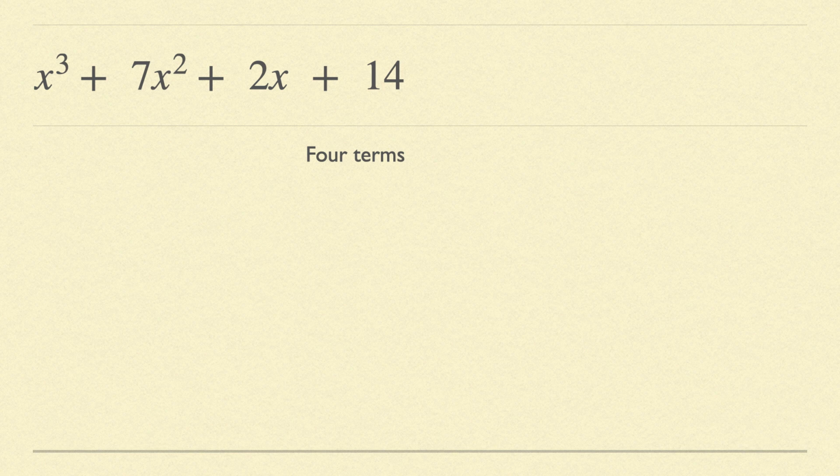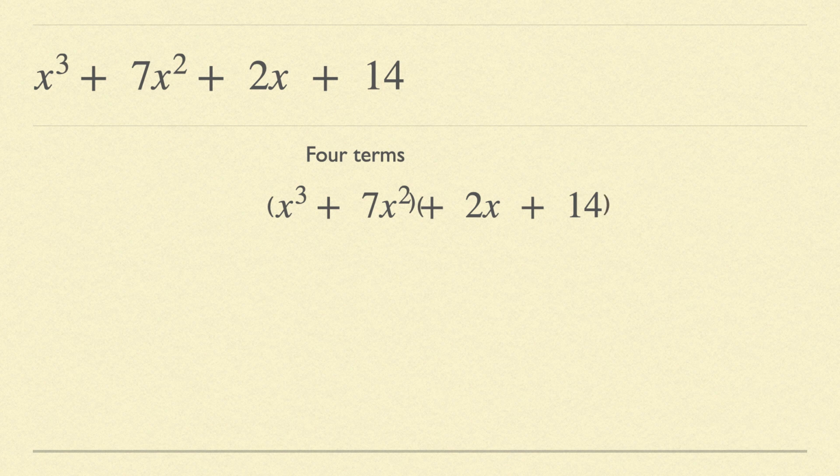So notice I have 4 terms. I have x cubed is one term, 7x squared is another term, 2x is the third term, and 14 is the fourth term. So remember I said that we're going to group the first 2 terms together and the last 2 terms together. I'm going to do that by using parentheses. So I'm going to put parentheses on the first 2 terms and parentheses on the last 2 terms.